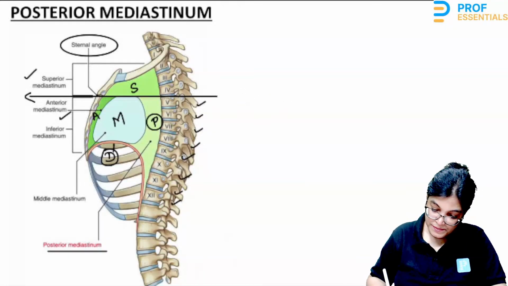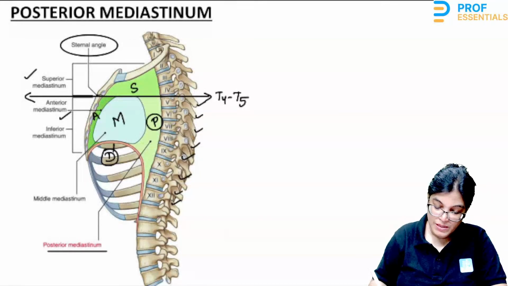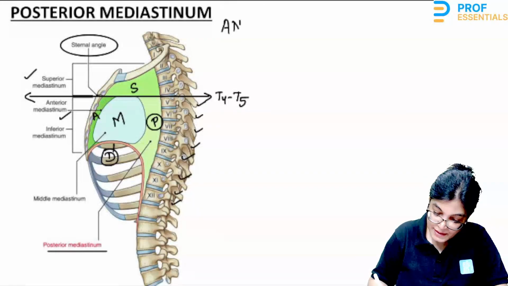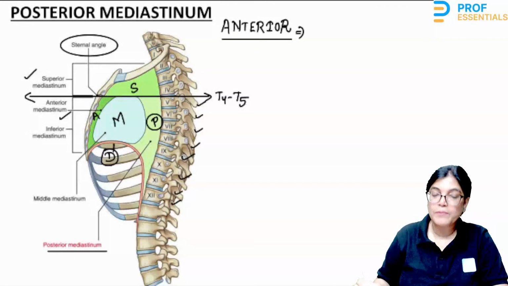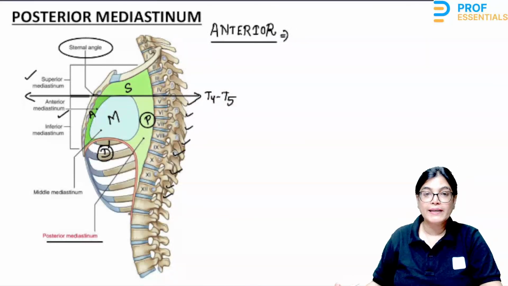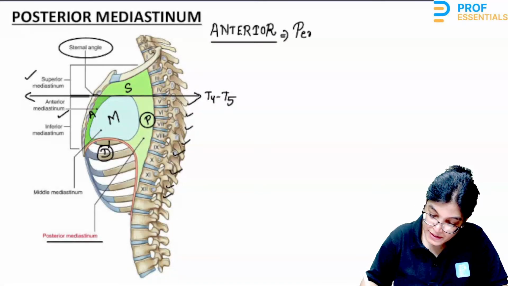This is already done, T4 to T5. Now in the boundaries, please write down what lies anteriorly. Which structure is forming the anterior boundary of posterior mediastinum? Anteriorly, we will have the pericardium and its content.